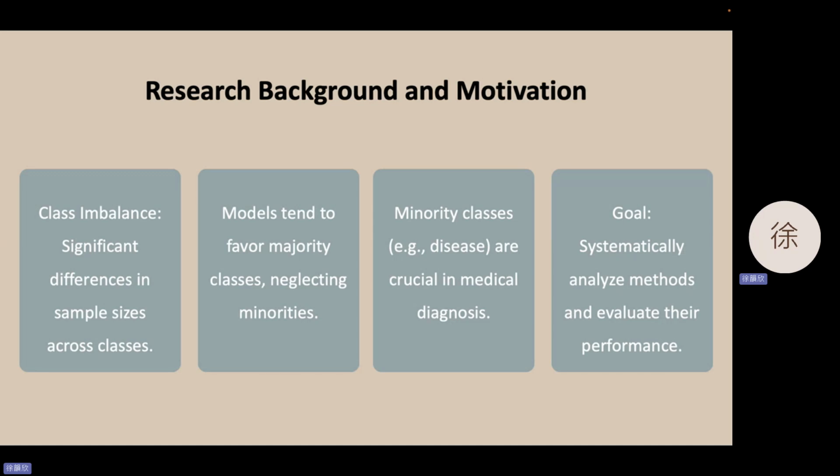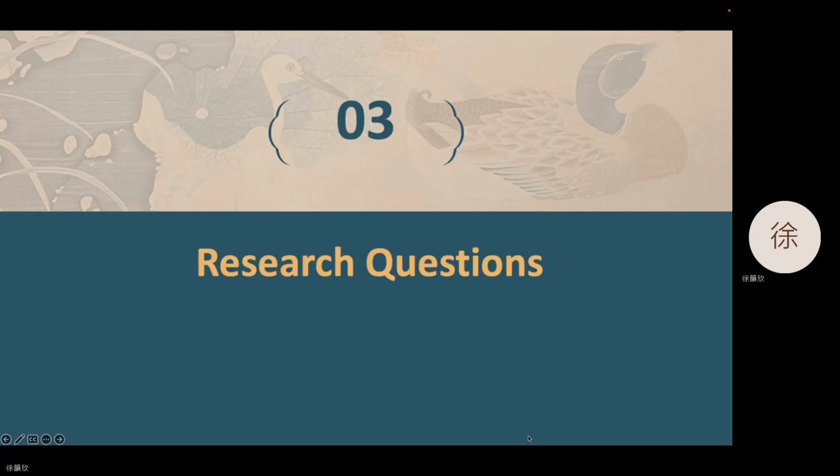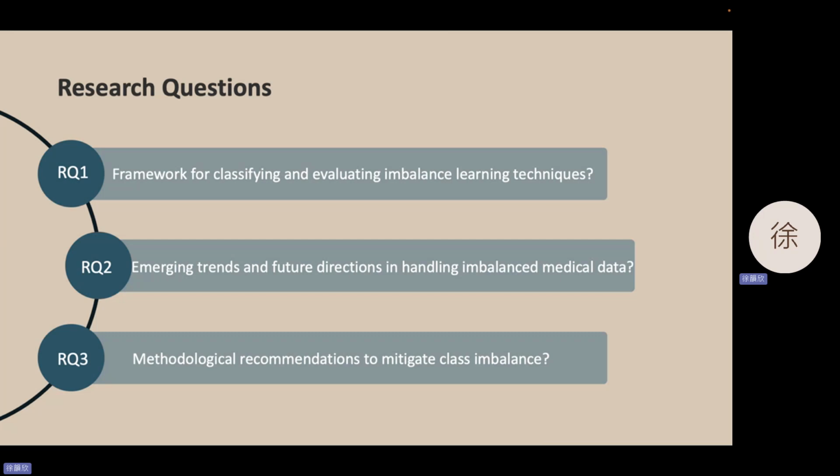So the purpose of this study is to systematically analyze existing methods and evaluate their performance on different medical data sets. So what's our research questions? In this paper, first one is a framework for classifying and evaluating imbalanced learning techniques. And the second is emerging trends and future direction in handling imbalanced medical data. And the third, methodological recommendations to mitigate class imbalance.